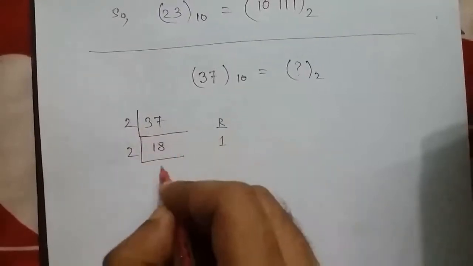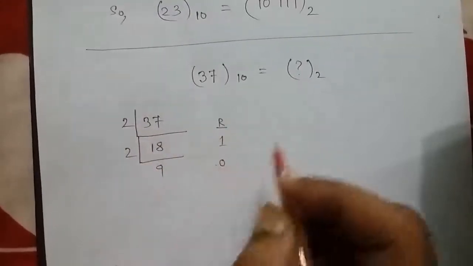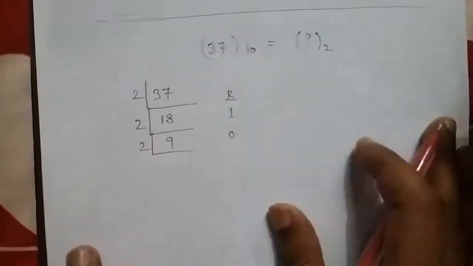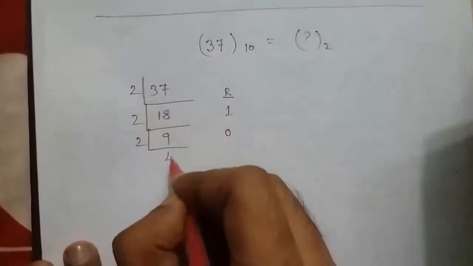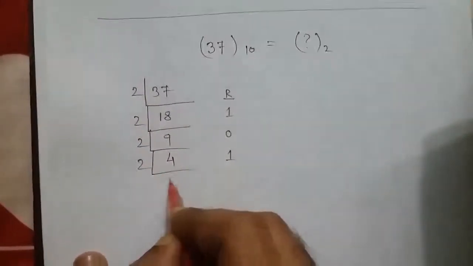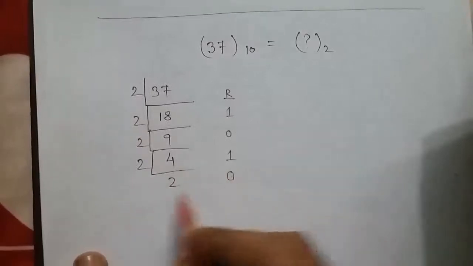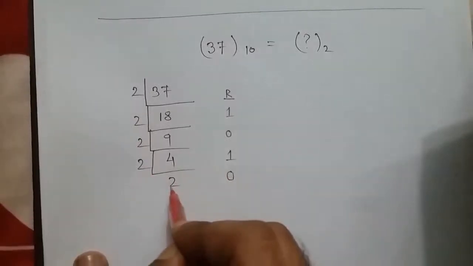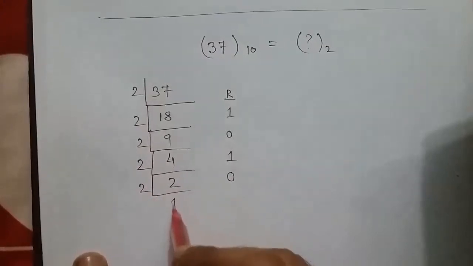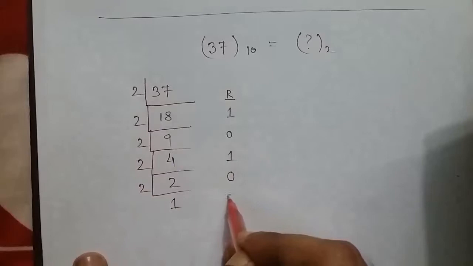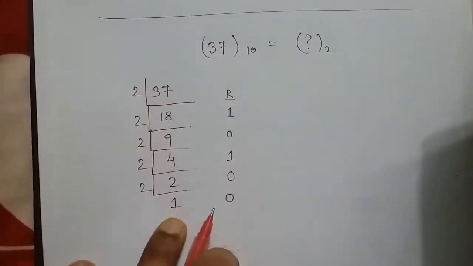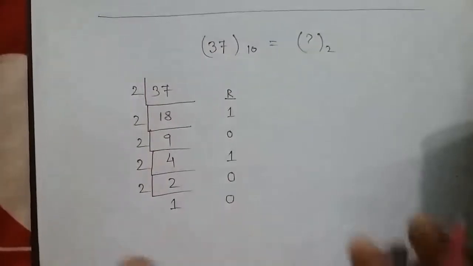So remainder 1. Next 2. 9 2s are 18. Remainder 0. How much? 4 2s are 8. Remainder 1. 2 2s are 4. Remainder 0. Still the quotient is not less than 2. So the division process will continue. 2 ones are 2. Remainder 0. Now the quotient is less than 2. That means the division process will be terminated.